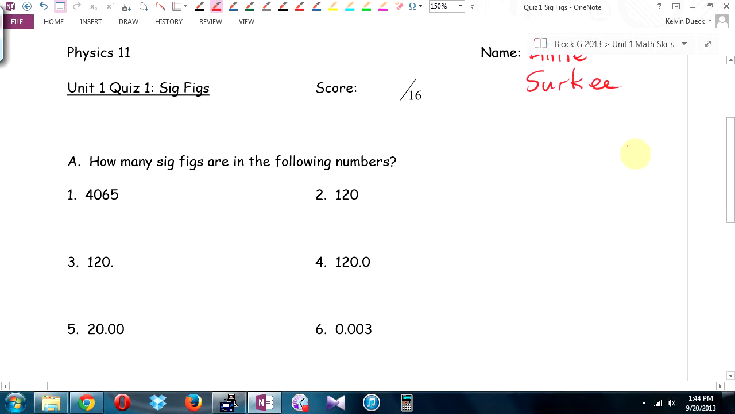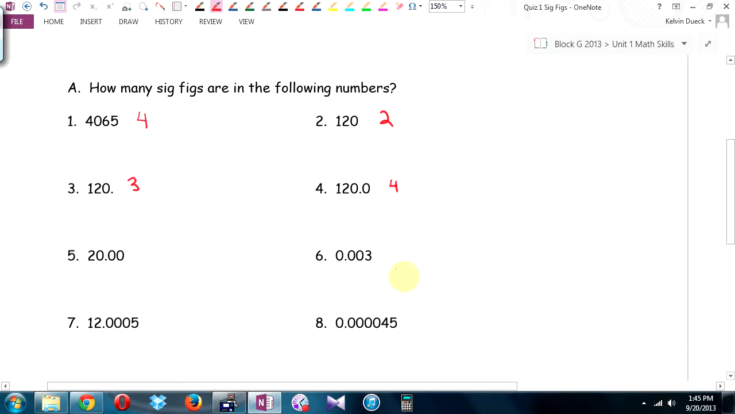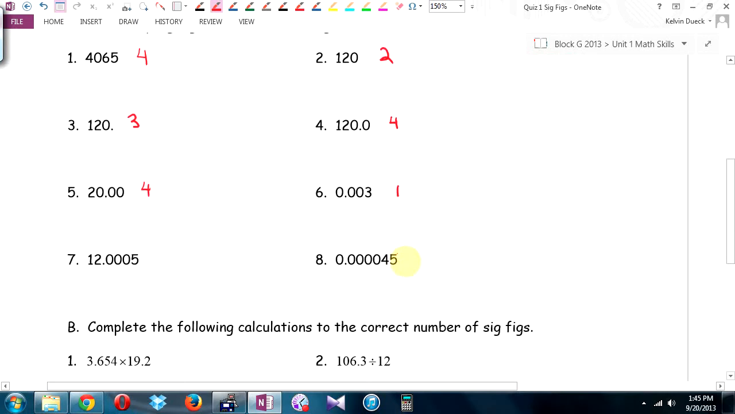All right, number one. Now, some of you figured that joke out. How many sig figs are there in the following numbers? Very, very quickly. I would say 4. I would say 2. I would say 3. I would say 4. Otherwise, why would they have put that 0 on after the decimal point? I would say 4. I would say 1. I would say 6. And I would say 2. One mark each.